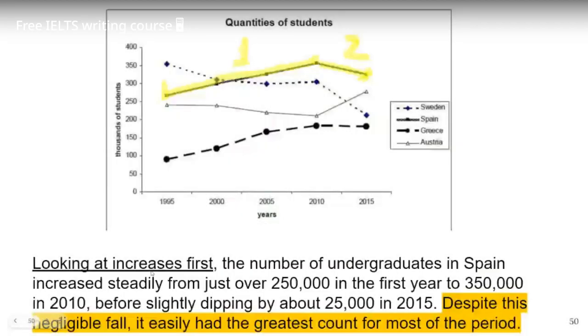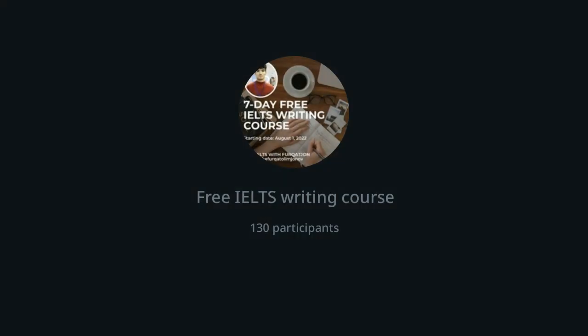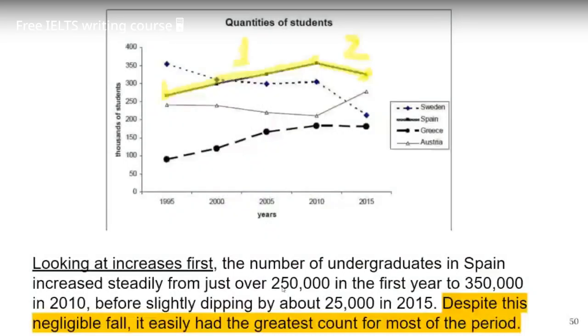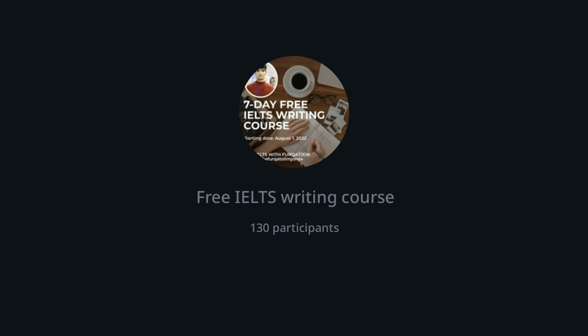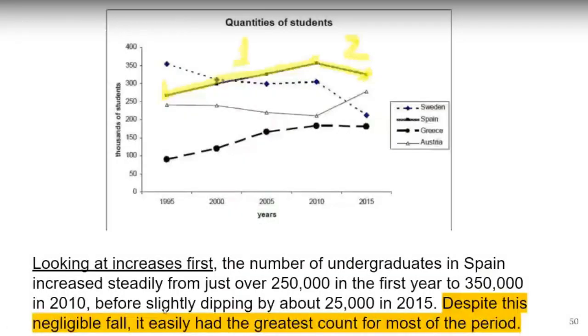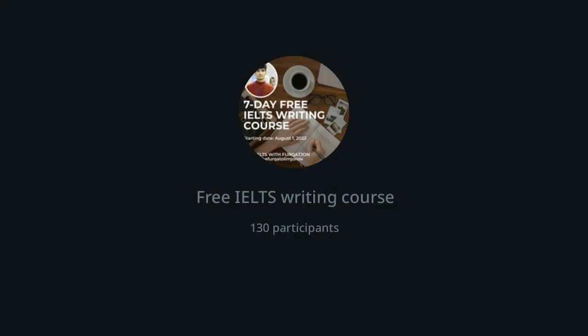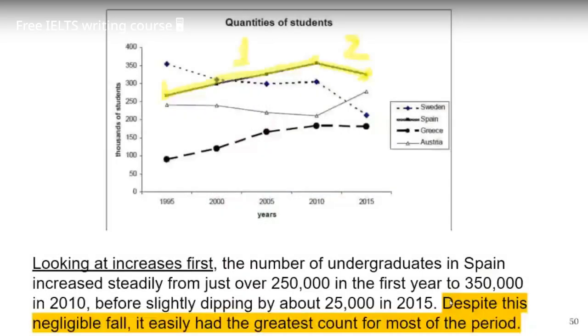The number of undergraduates in Spain increased steadily from just over 250,000 in the first year to 350,000 in 2010, before slightly dipping by 25,000 in 2015. This is a really nice way of writing, and there's also a complete number after 'before'. Then you can say, despite this negligible fall, it easily had the greatest count for most of the period. It had a negligible fall, but it is still the highest.